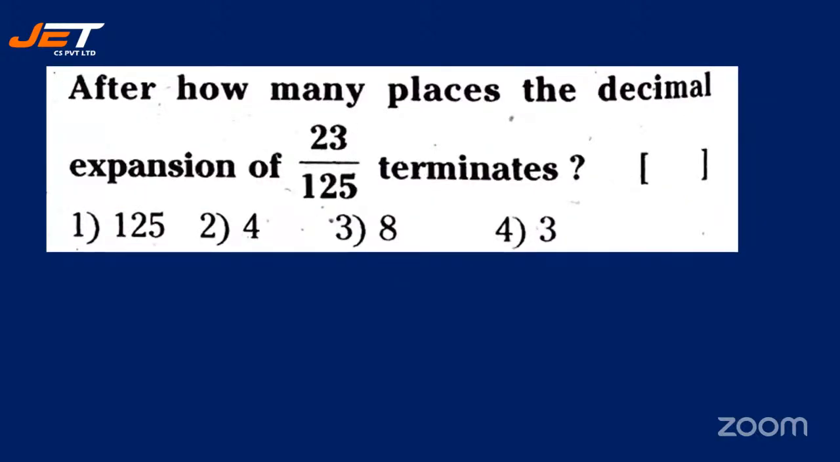See the next question. After how many places the decimal expansion of 23 by 125 terminates? So this you have to work it out and then you have to find out. What happens when you divide 23 by 125? Okay, so quickly find out. I'm giving you time. You can take a minute for this.